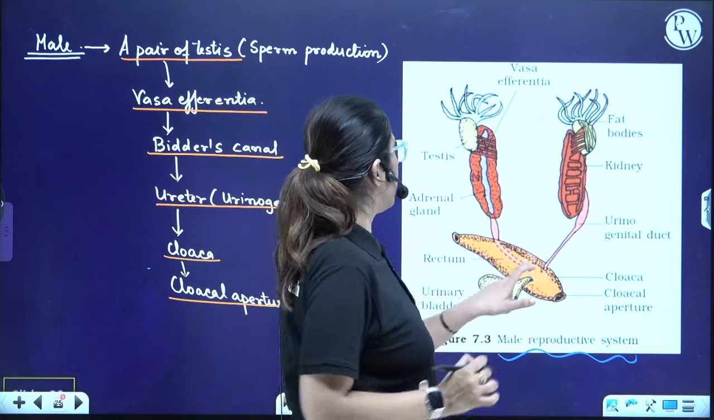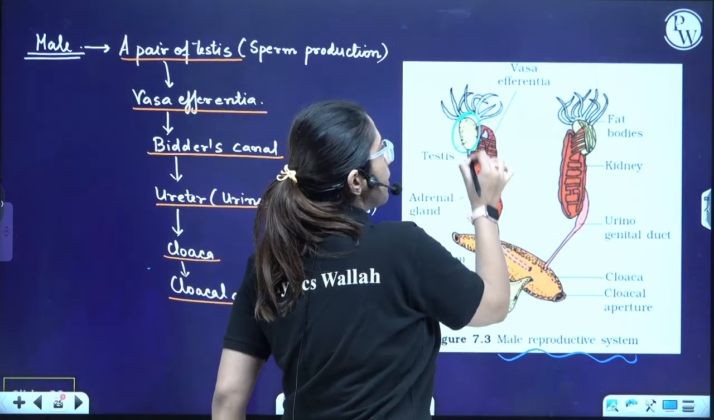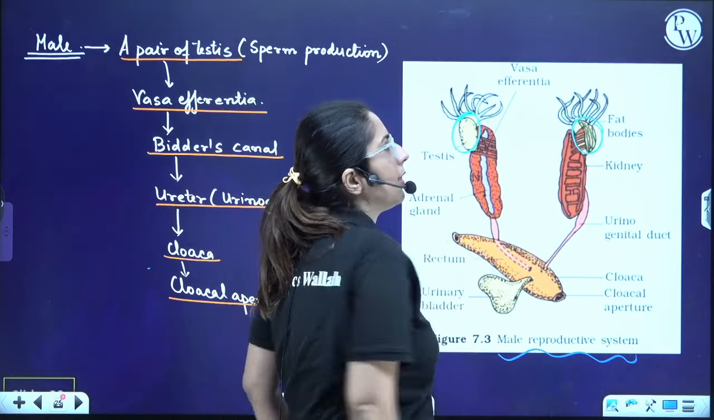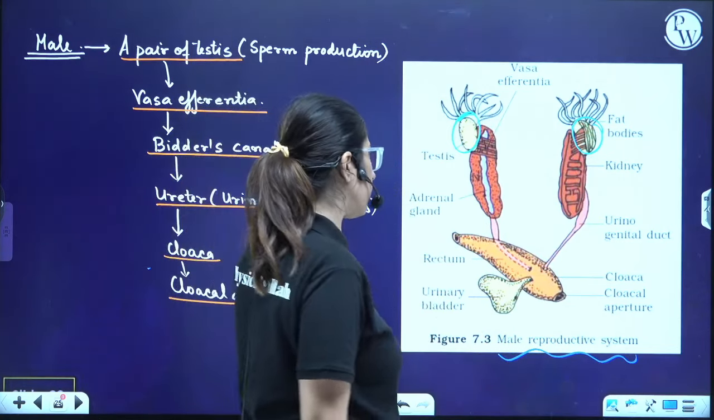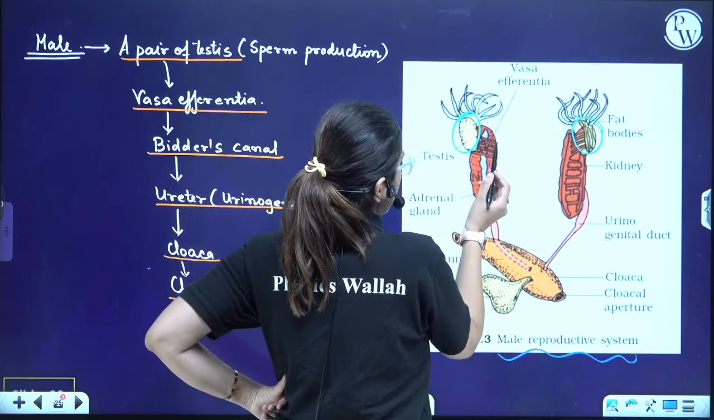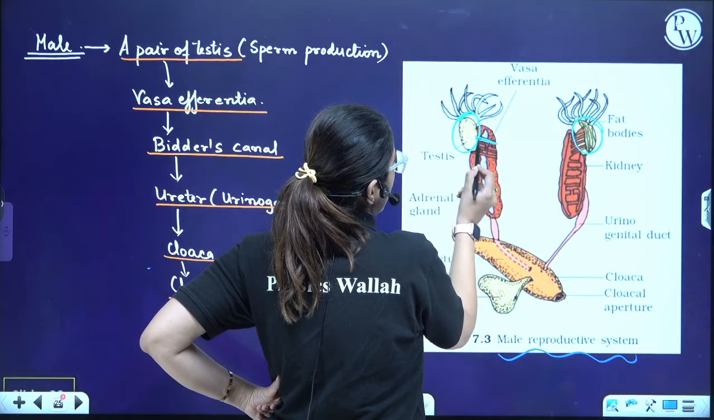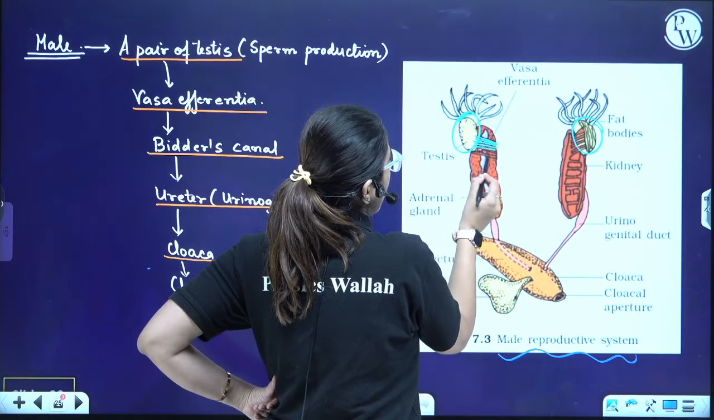Can you see the testes? They are present, yellow in color. Here the fat bodies are also attached to it. You will see here, these are the vasa efferentia.